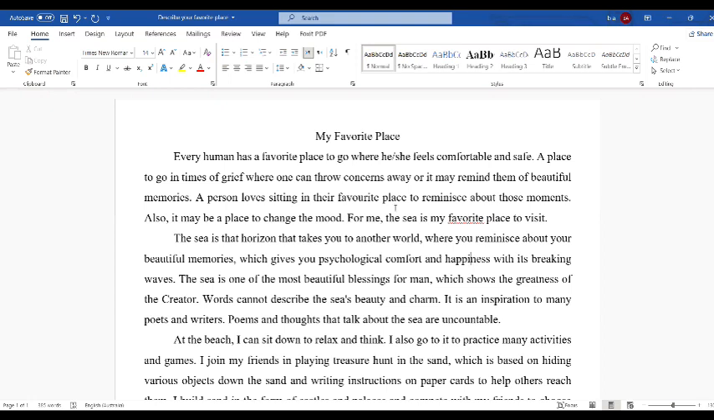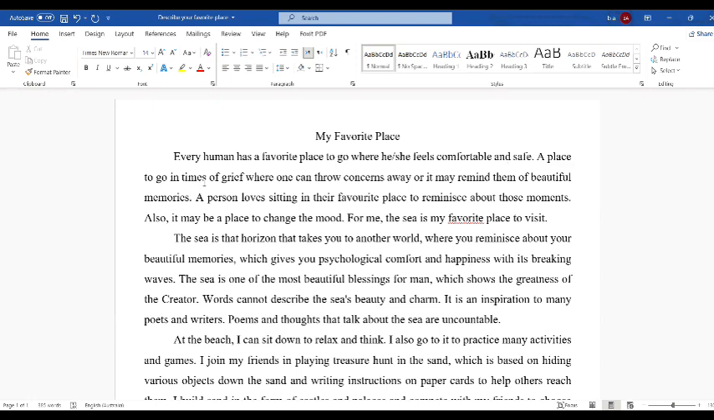Let's start with our example about the descriptive essay. My favorite place. Every human has a favorite place to go where he or she feels comfortable and safe. This is like a general introduction about a place or about a favorite place.